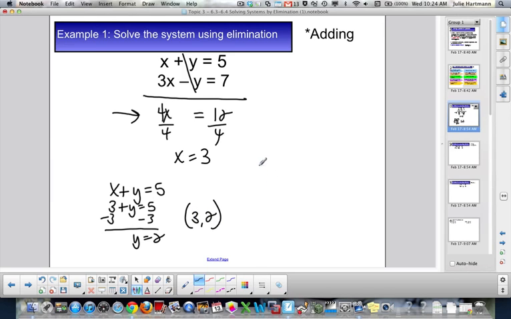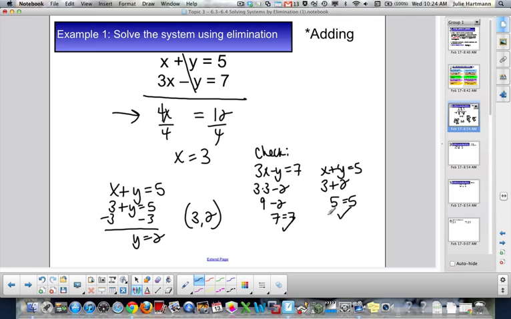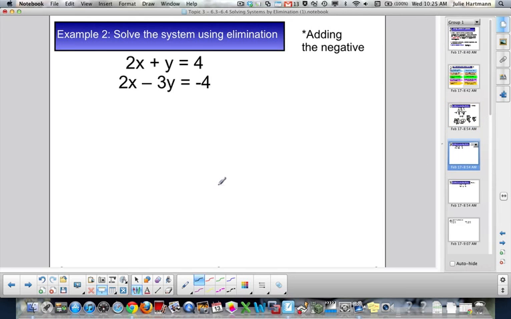Then we take our equations, 3x minus y equals 7, and x plus y equals 5. 3 times 3 minus 2, 3 times 3 is 9, minus 2 is 7, so that checks. The second one, x plus y, so 3 plus 2 is 5, that checks. So we have a solution. Very simple there, when they're the exact same, just different signs. A positive and a negative will cancel each other out. Now sometimes it doesn't always work that way.